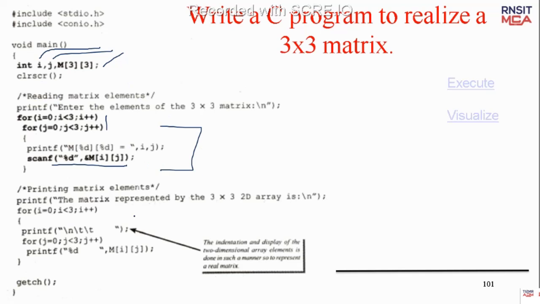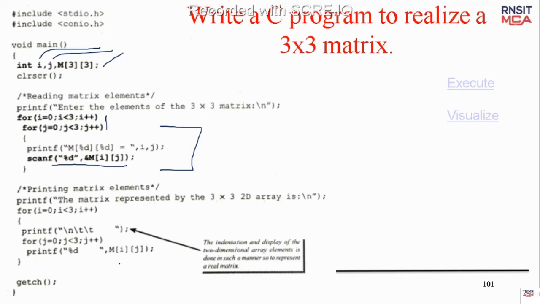So here you are taking the input, and later you are displaying, for i equal to 0, i less than 3, and every time you print a new line and a tab space, so that the matrix appears at the center. Later you display the matrix inside a for j loop, the inner loop. Again, j starts with 0 and goes up to 3. So print percentage d, m of ij. So you are displaying it, and this indentation will certainly display the two-dimensional array at the center.